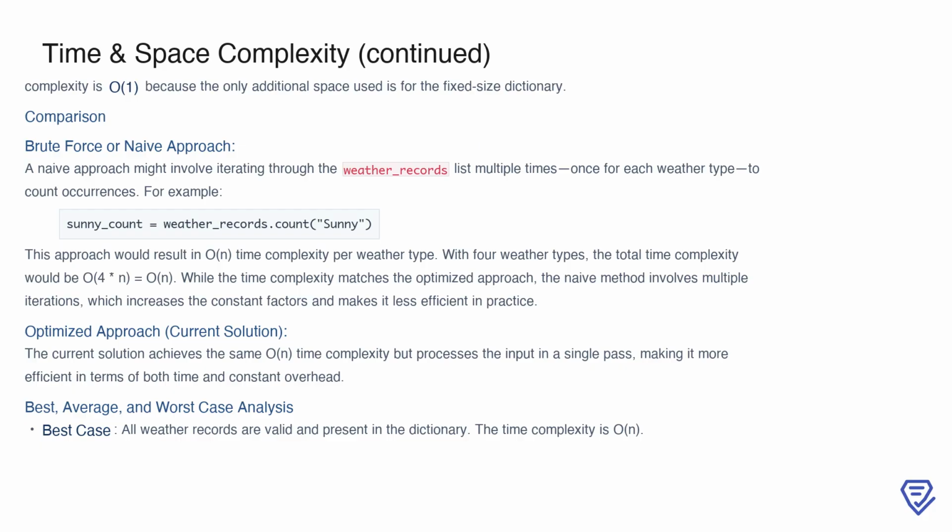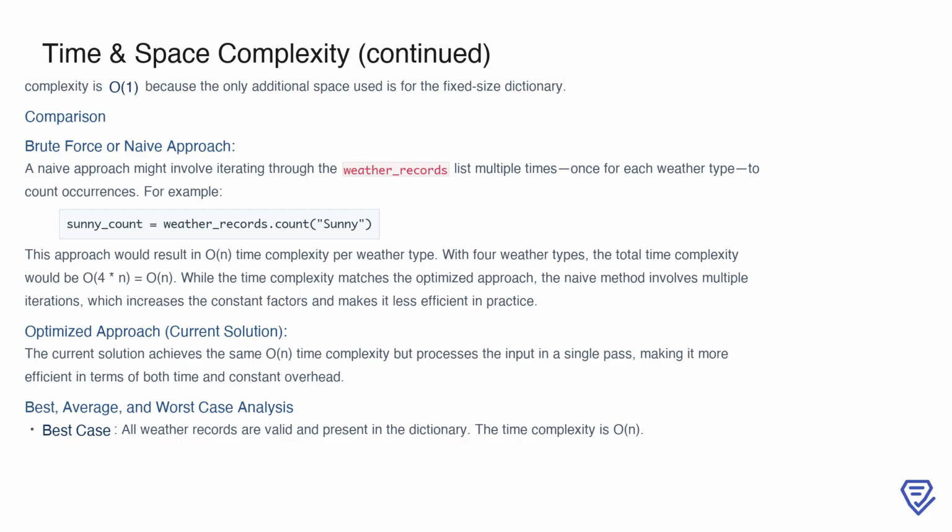A brute force solution might involve counting each weather type separately by iterating through the weather_records list multiple times. For instance, you might use the count method to determine how many times sunny appears, then repeat this for rainy, cloudy, and snowy. In this case, each weather type requires an O(n) iteration, and with 4 weather types, the total time complexity becomes O(4 * n), which simplifies to O(n).